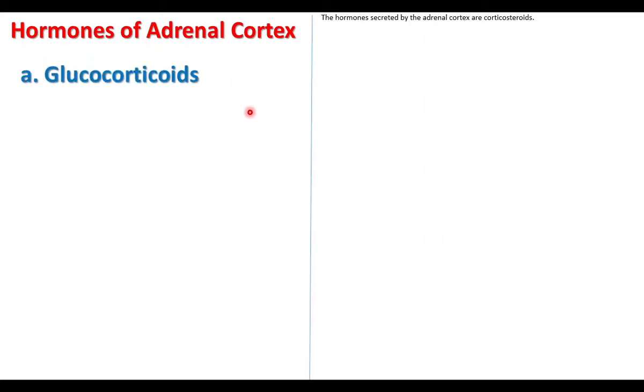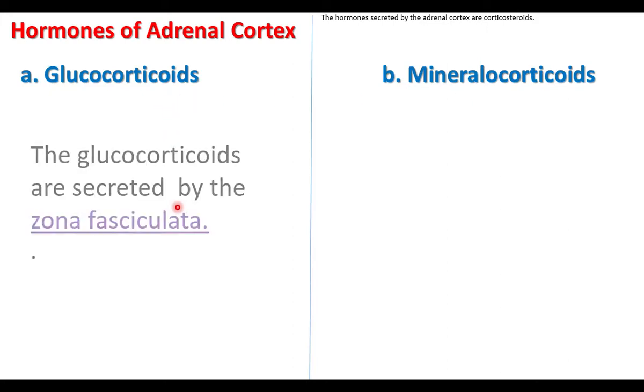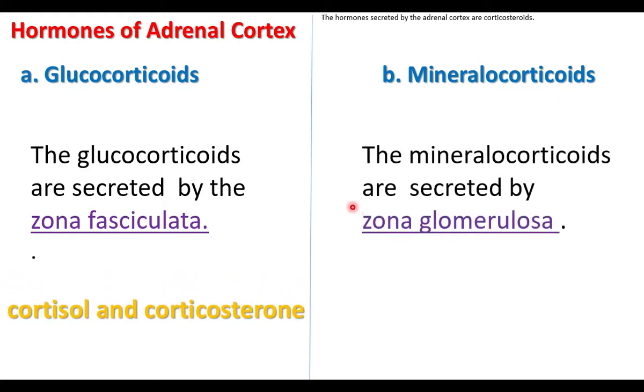The first group of hormones of adrenal cortex is called glucocorticoids. The second group of hormones of adrenal cortex are mineralocorticoids. Mineralocorticoids maintain mineral balance. Glucocorticoids increase blood glucose level. The glucocorticoids are secreted by zona fasciculata. Mineralocorticoids are secreted by zona glomerulosa.